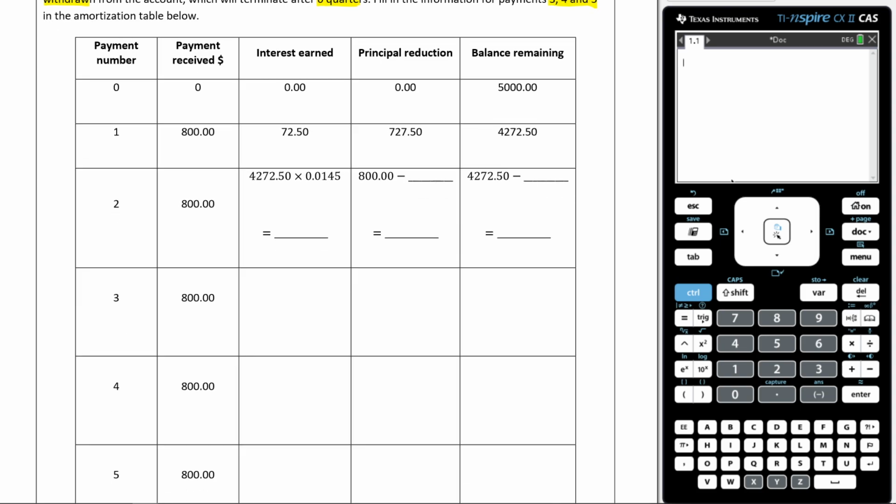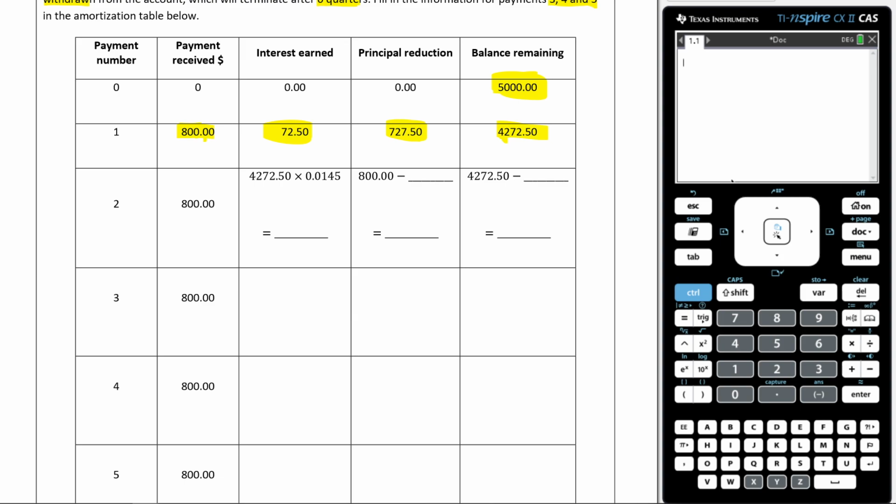So as you can see here, if we're just pretending for a moment that this is our retirement, we are starting off with $5,000. We're then going to receive $800. So we're withdrawing $800 from that, but we're also earning $72.50 from the balance. So that means the principal reduction, the amount that we are reducing the principal by, is going to be $727.50. That's leaving us with this. Let's now talk about how exactly we got those numbers.